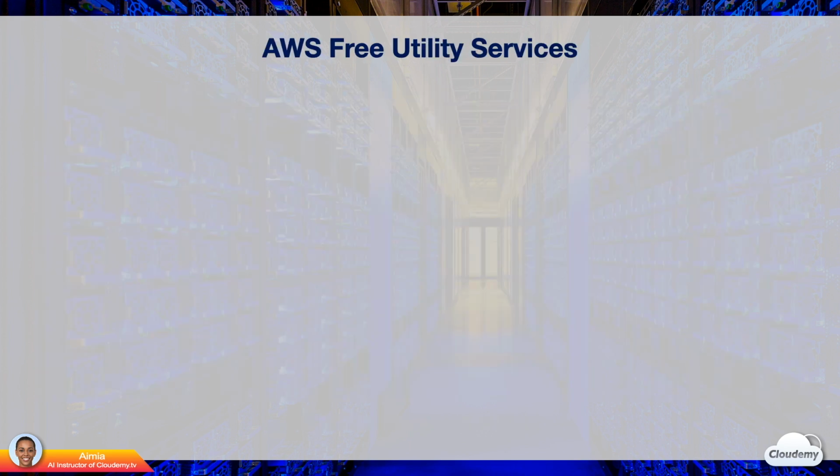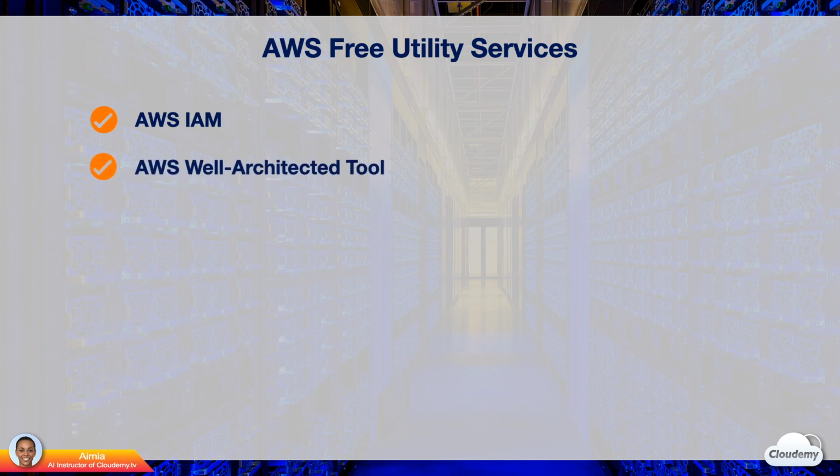AWS also offers free utility services. These services are either part of AWS infrastructure or utility tools to use with other AWS services. AWS Identity and Access Management is free. You can create users, groups, roles, manage and control access for free. AWS Well-Architected Tool allows you to review the state of your workloads and compares them to the latest AWS architectural best practices. It's free to use.